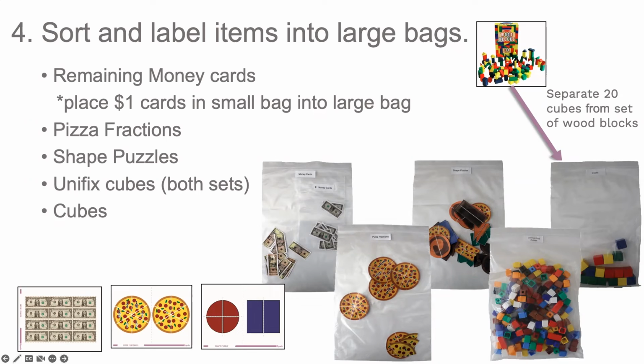The Unifix cubes or connecting cubes, these are shipped as Unifix cubes, but are referenced within the curriculum as connecting cubes. And then there are 20 cubes, which will be separated from your larger set of wood blocks. You do have to open the entire set of building blocks, sort through that building block set, and locate the 20 cubes. Place those 20 cubes in a large bag and the remaining set of blocks back in the shipped box for storage.